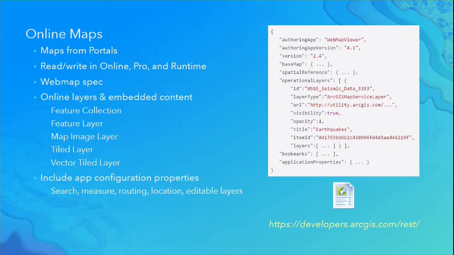There's also a type of embedded content that we can put inside web maps or reference from web maps, which are feature collections, and that's just a simple JSON representation of features and their geometry and attributes and rendering information as well. So it's almost like the contents of a feature layer that's just contained within JSON within your web map. Web maps also contain some app configuration properties that you can define as well, and you can use these to identify within your application whether you want to enable or disable specific areas of functionality such as search, measure, routing, location. So those are online maps. I said they're in Portal, read and write within Online, Pro, and the Runtime.